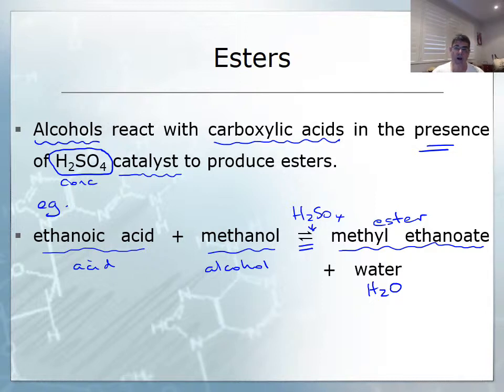The first part of the name of an ester comes from the alcohol. So methanol becomes methyl, and the acid is the second part of the name. That's the anion part of the salt, and that comes from the acid. So if it's ethanoic acid, it must be ethanoate. It's going to take a little bit of practice to get used to naming each of these, but we'll give you plenty of examples to practice on.